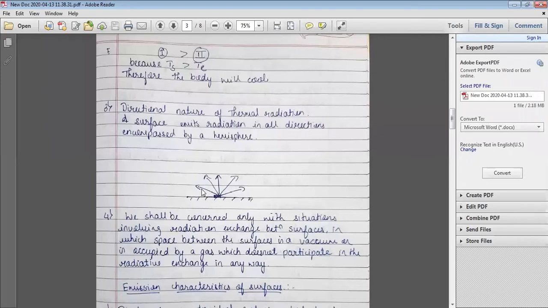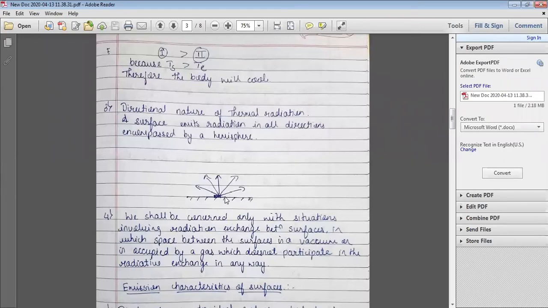These rays will be nothing but in the form of a hemisphere. It will be encompassed in the form of a hemisphere. If I consider all the directions, it forms in the form of a hemisphere. So the third basic concept for me is the directional nature of the thermal radiation.